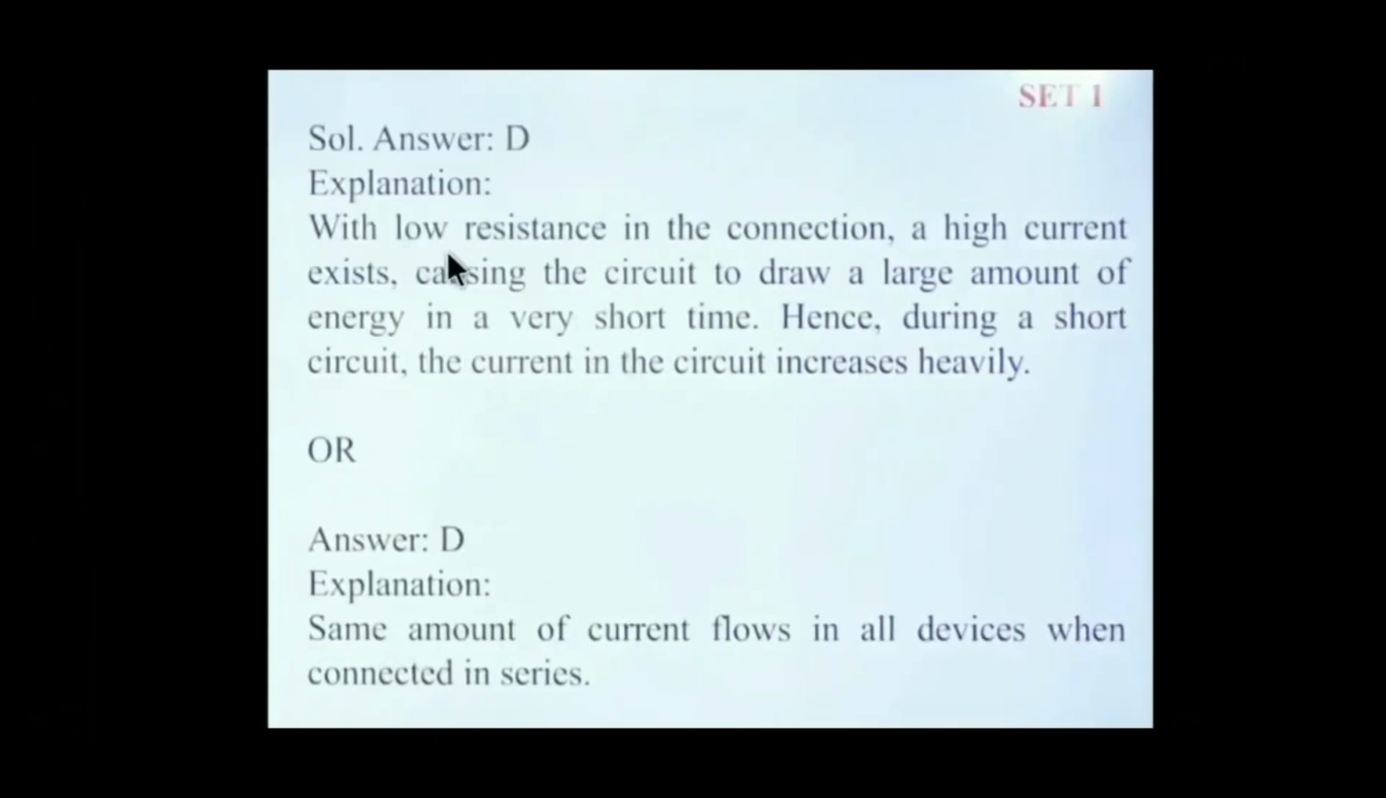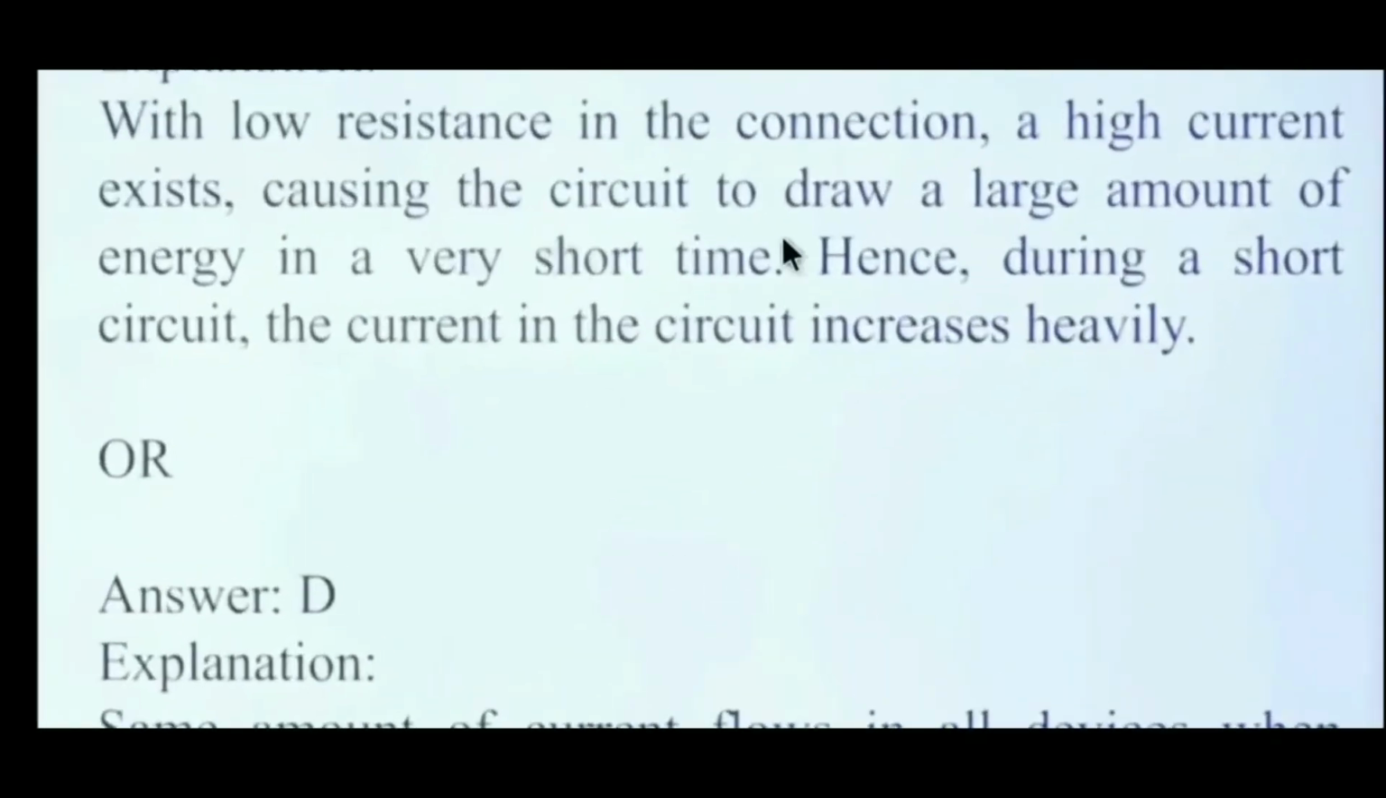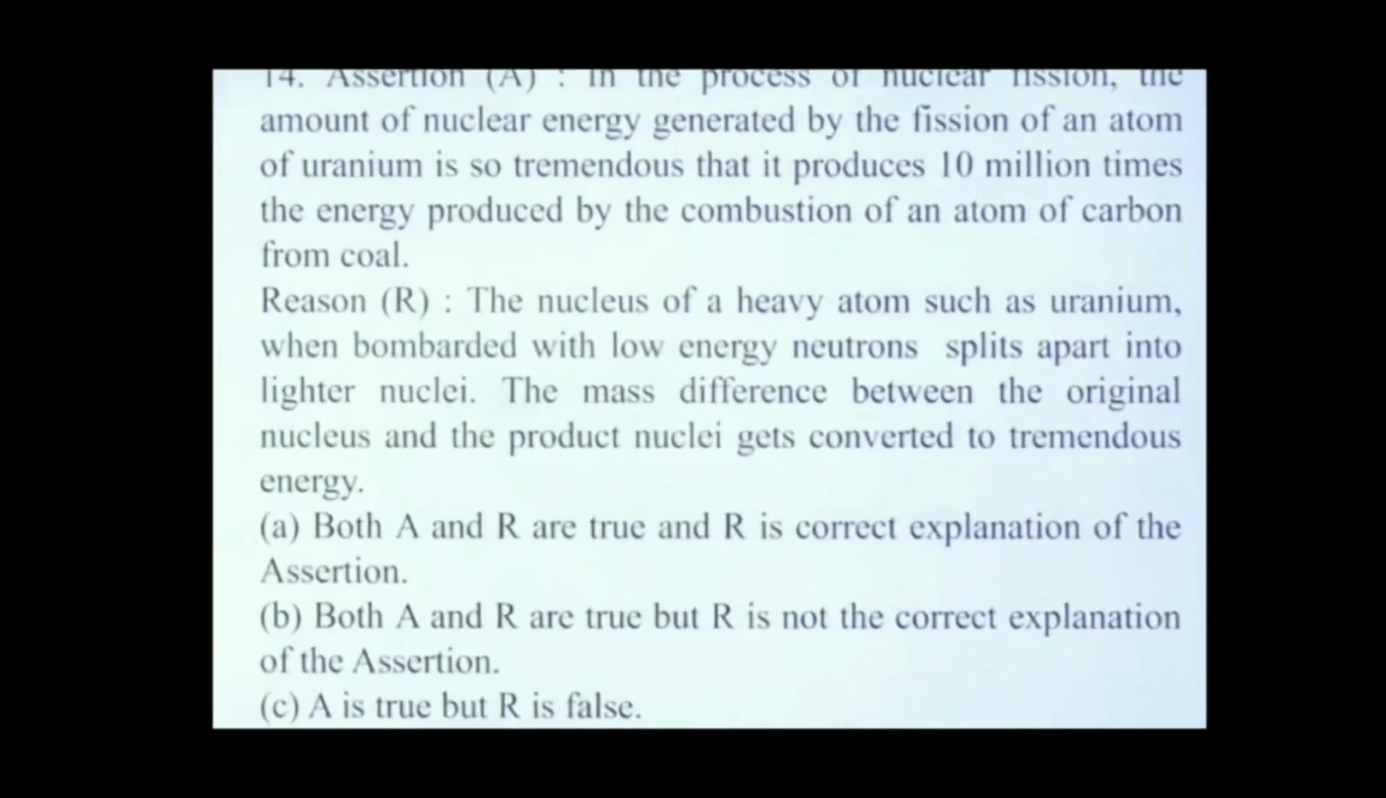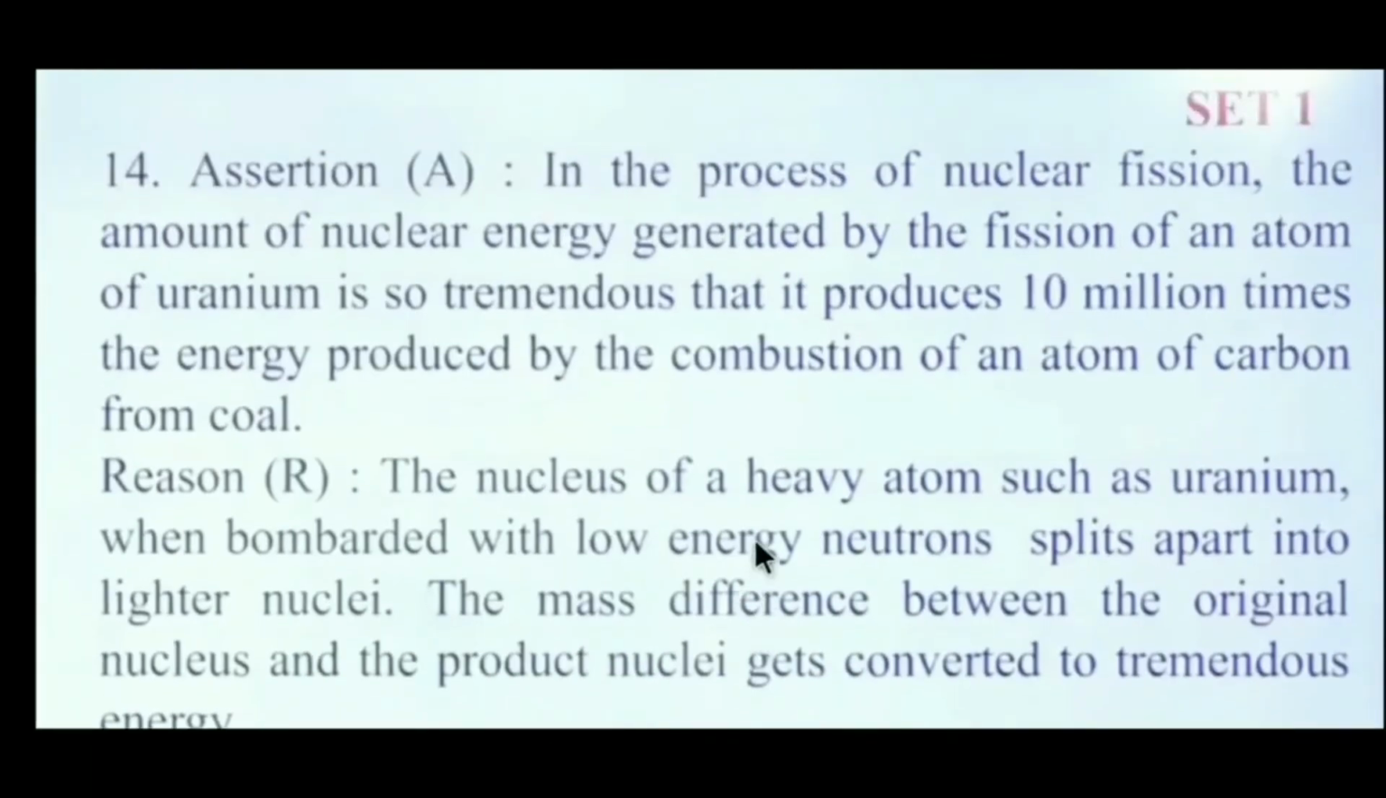Here is the explanation. With low resistance in the connection, a high current exists, causing the circuit to draw a large amount of energy in a very short time. Hence, during a short circuit, the current in the circuit increases heavily. And the same amount of current flows in all devices when connected in series. Here it gives assertion and reason.